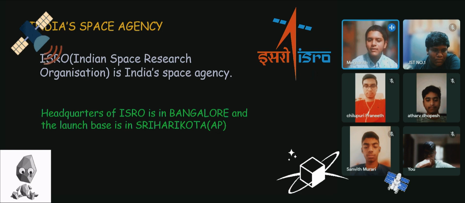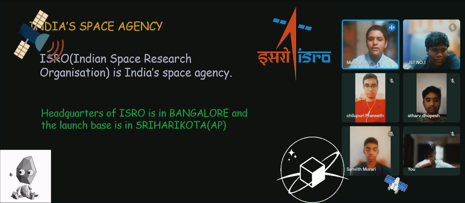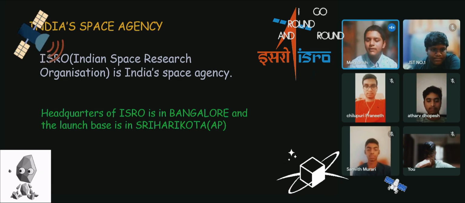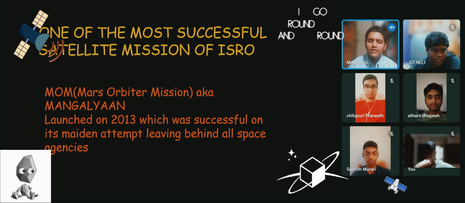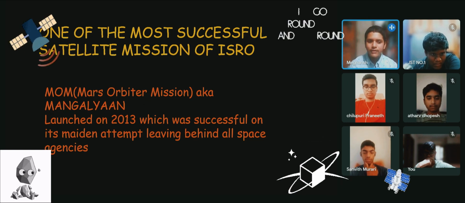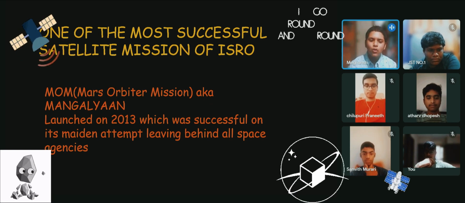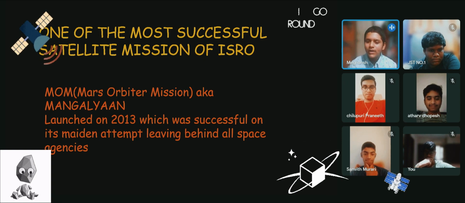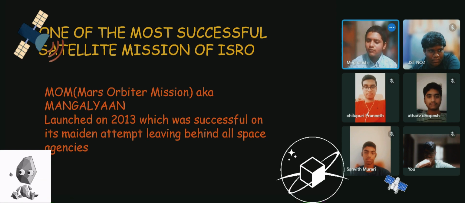Many of the private companies which make rockets also launch from Sriharikota, AP, and it's administered by the Government of India's ISRO. One of the most successful satellite missions of ISRO, MOM, the Mars Orbiter Mission, also known as Mangalyaan, launched in 2013, was successful on its maiden attempt, leaving behind all the space agencies: USA tried it two times, China eight times, and India did it in the first attempt.